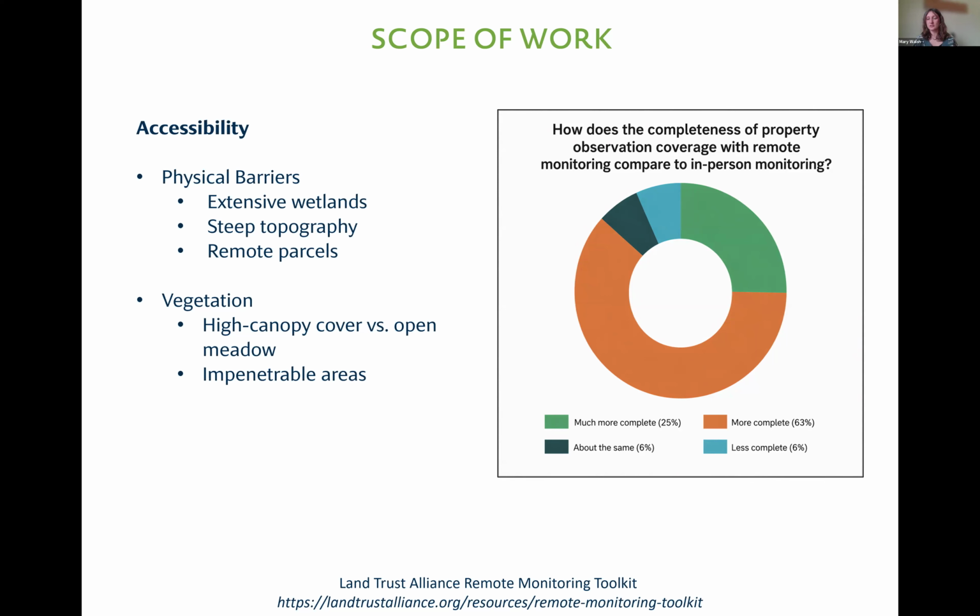Land trusts who received the grants generally thought that using aerial imagery allowed them to see their properties in much more detail and much more completeness than if they were on the ground. You can see here that 25% thought that it was much more complete, and 63% thought it was more complete in coverage. And then another 12% thought it was about the same or less complete than being on the ground. So that's a significant number of people who think that you can just see more if you're using satellite imagery. And I would definitely agree with that.